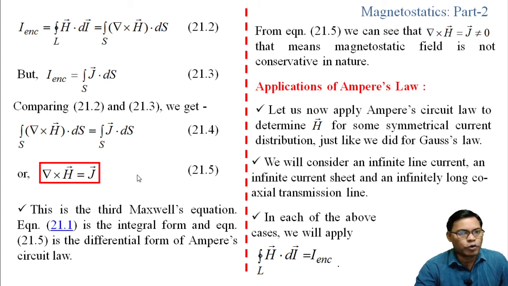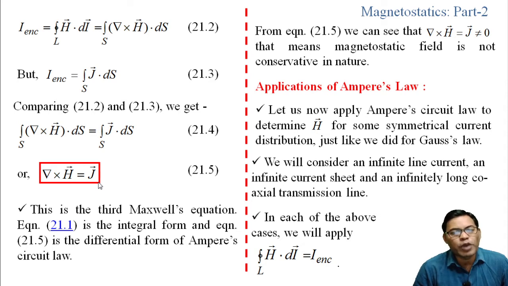Also we can see from expression 5, del cross H equals J, that del cross H is not equal to 0. The meaning of this is that the magnetic field is not conservative in nature. Now, we are going to see some applications of Ampere's law.